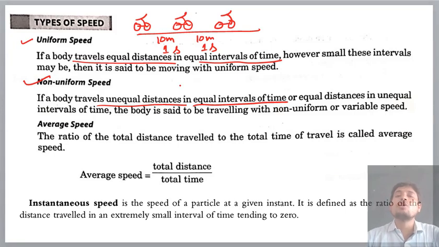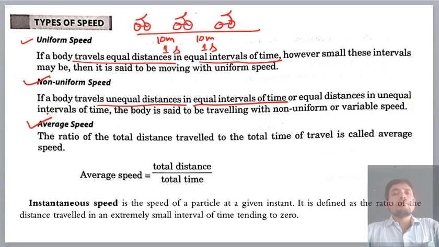That is called non-uniform speed, because you have covered unequal distances in equal intervals of time. When you move fast, then you will cover a greater distance. When you move slow, then you will cover a smaller distance. That's why it is called non-uniform speed. Average speed.